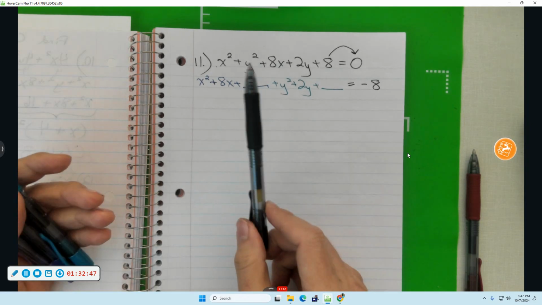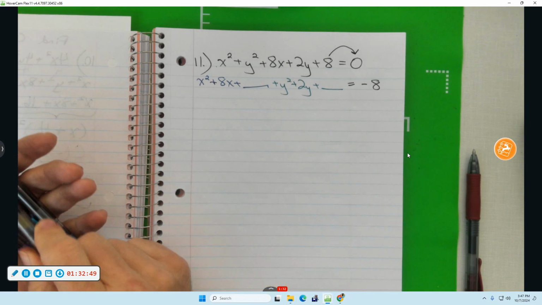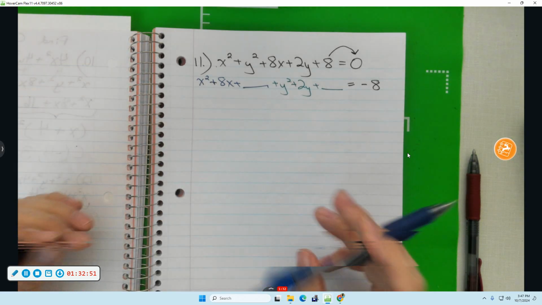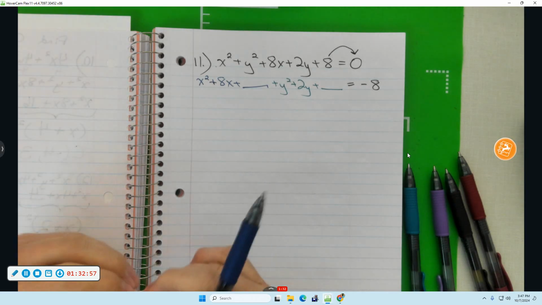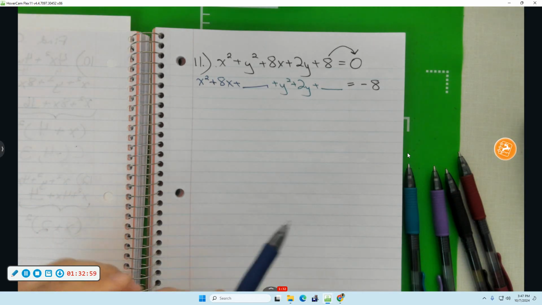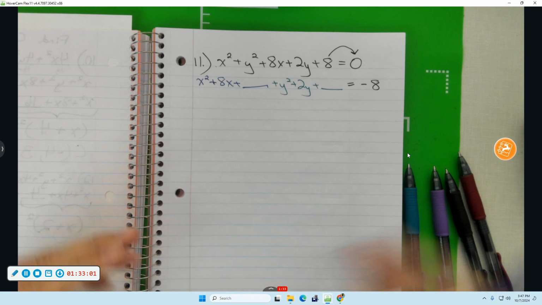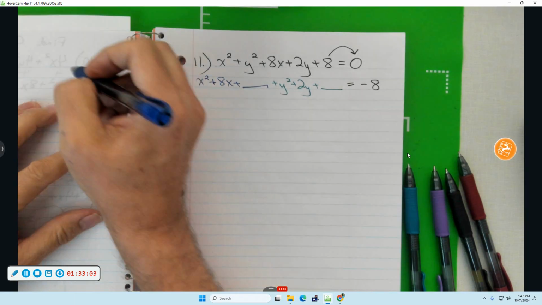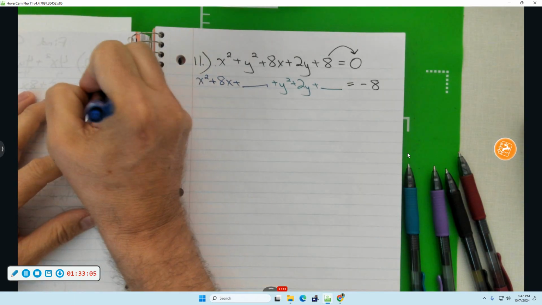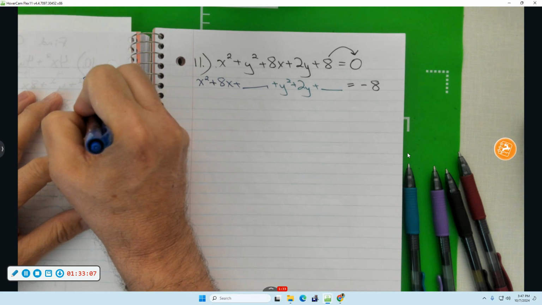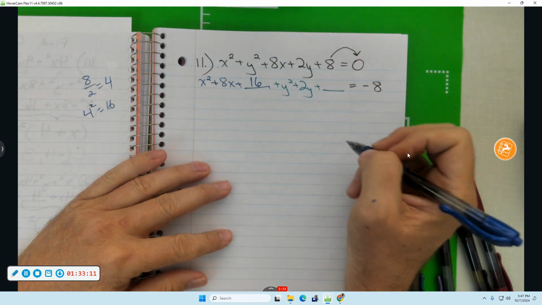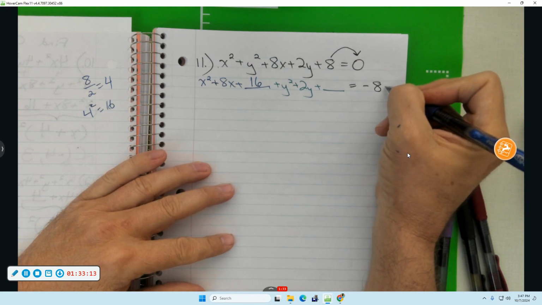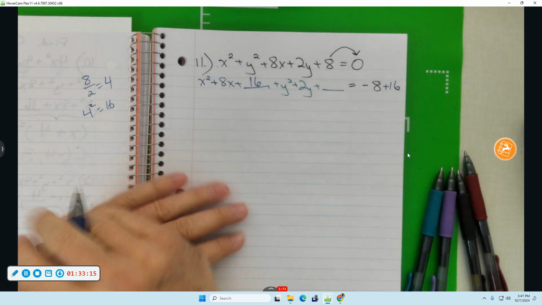What number is going to go in the blue blank? X squared plus 8x plus... What number is going to go here? 16, I agree. Half of 8 is 4, and then you go 4 squared is 16. So you put the 16 there, and to maintain the balance, you better stick it on the other side too.